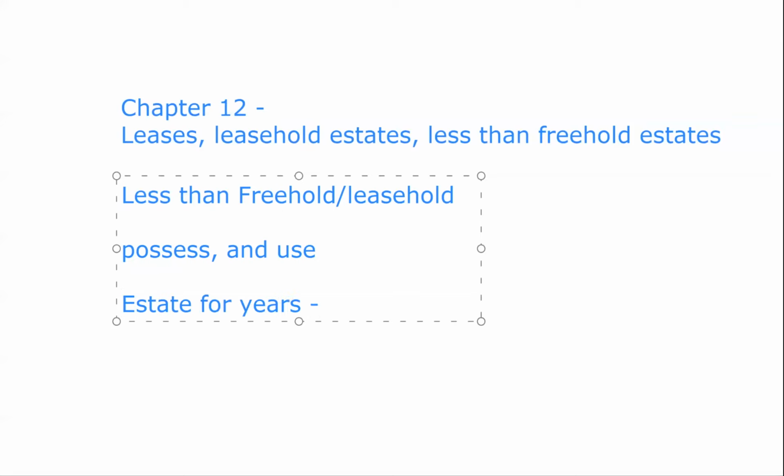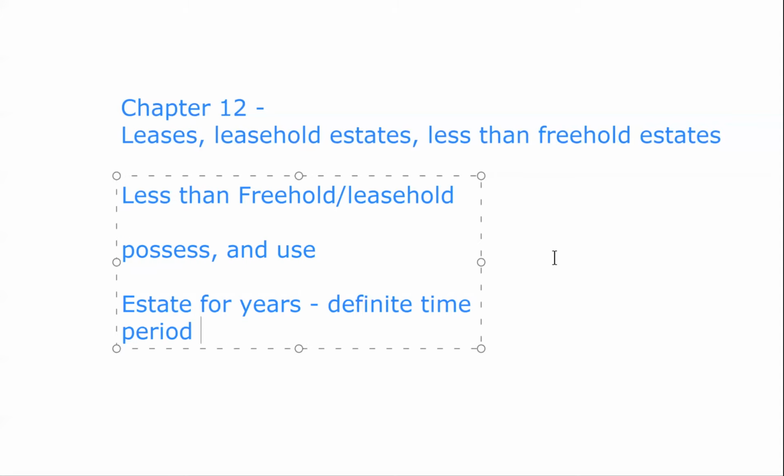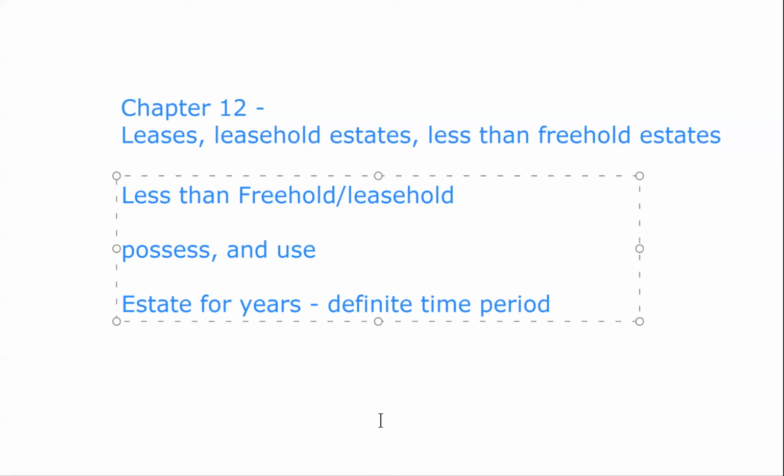Now, everyone always gets this confused because of the word "years." So what this is, it has a definite time period. Now, they might refer to this also as a tenancy for years, or a lease for years. What that means is it has a definitive time period. It will start and it will end. So what that basically means is we know how long it's going to be.